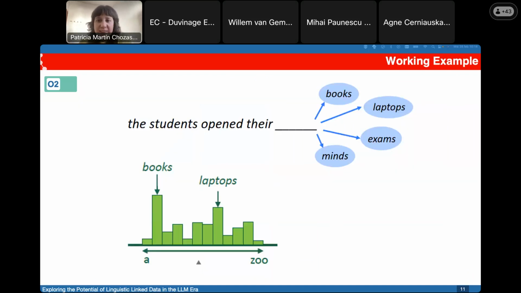So, as an example, let's have a look at this sentence. The student opened their, and we have a set of words that can complete the sentence. That would be books, laptops, exams, and minds. And based on the training data, speaking in general terms, the LLM assigns a probability to the words, and in this case, the highest probability would be books, which would be the correct word to complete the sentence. This is, in general terms, how LLMs produce results.